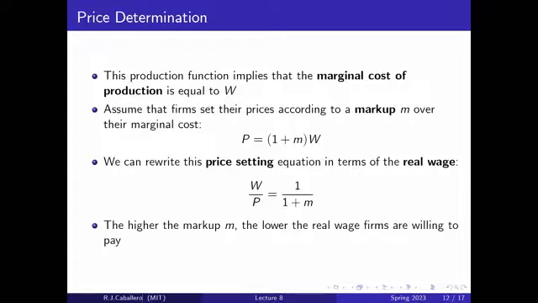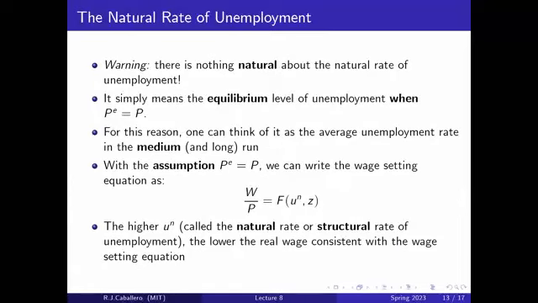We can rearrange this in terms of wages, and you can say, well, the maximum real wage that firms collectively are willing to pay is really 1 over 1 plus the markup. Okay? That's just from that. So then, we look at a concept that is important, which is the natural rate of unemployment. And we said the natural rate of unemployment has nothing natural about it. It just means that it is the level of unemployment when the price is equal to the expected price, or the expected price is equal to the price you pick.